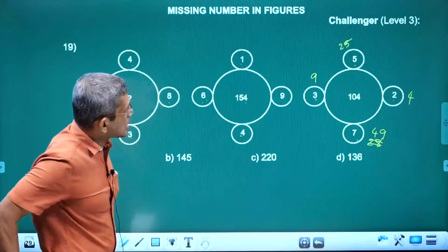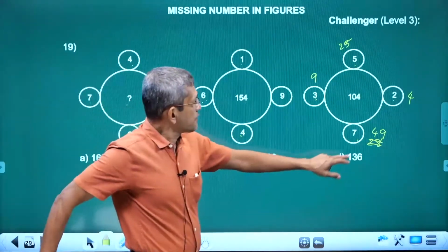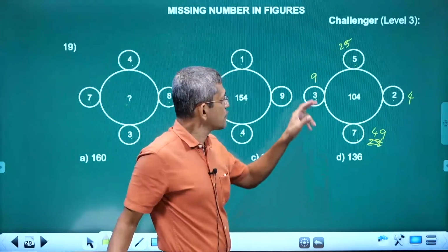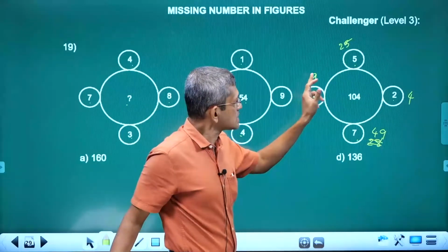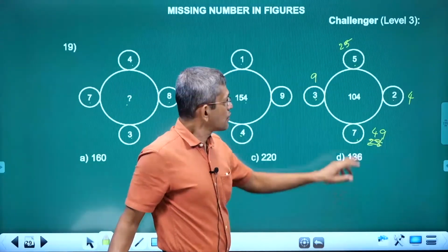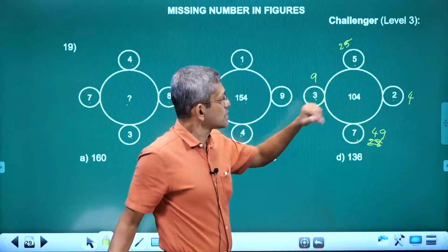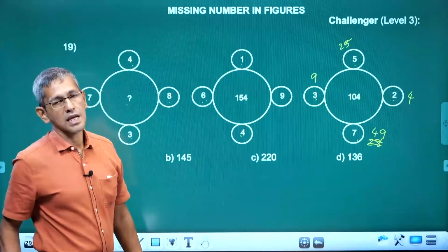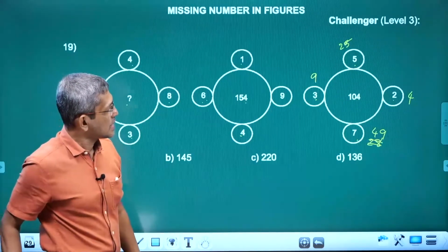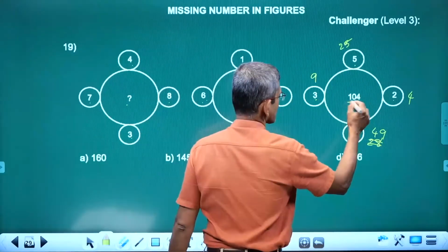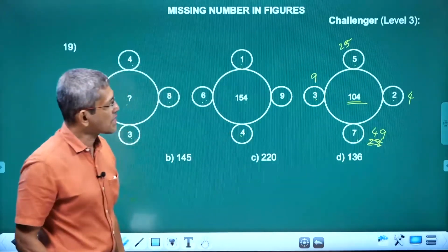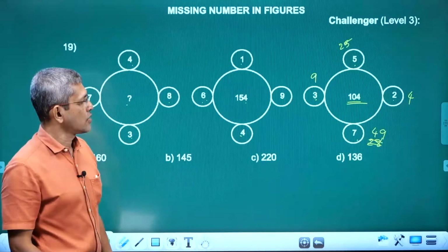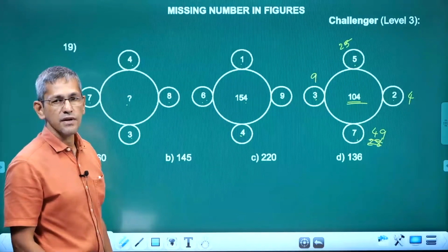Now let's count it. 49, make it 50, 50 plus 24 is 74. 74, and we have 9 and 4, 13. 74 plus 13 is 87. And here we have 104. So 87 and 104, the difference is 17. Well, is there any significance for that figure 17?